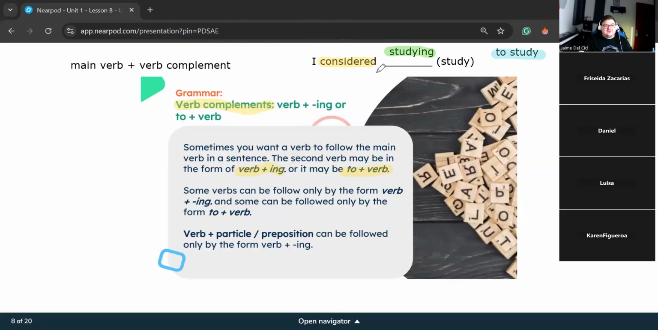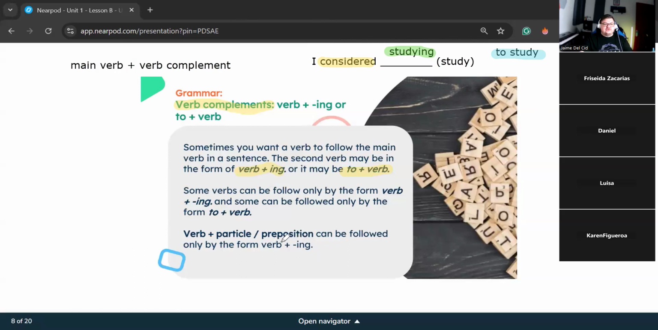Algunos verbos solamente vamos a poder escribirlos de una forma o de otra. Por ejemplo, I considered studying. Si este fuera el caso, solo vamos a poder escribirlo de esta forma, este verbo. Nunca va a poder ser I considered to study. Eso lo vamos a ver en un ratito y vamos a ver qué verbos son. But just for the initial thought, there are going to be some verbs in which you will have to decide one or the other. And the verb particle can be followed by the word ing, preposition.